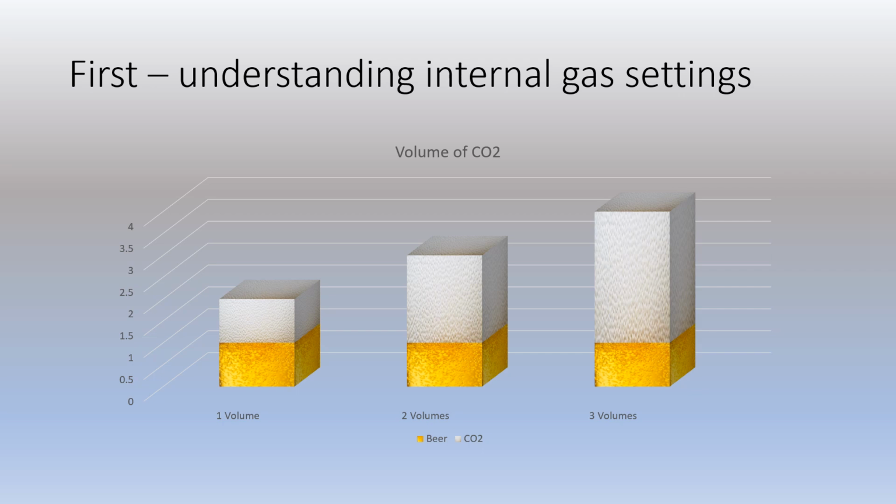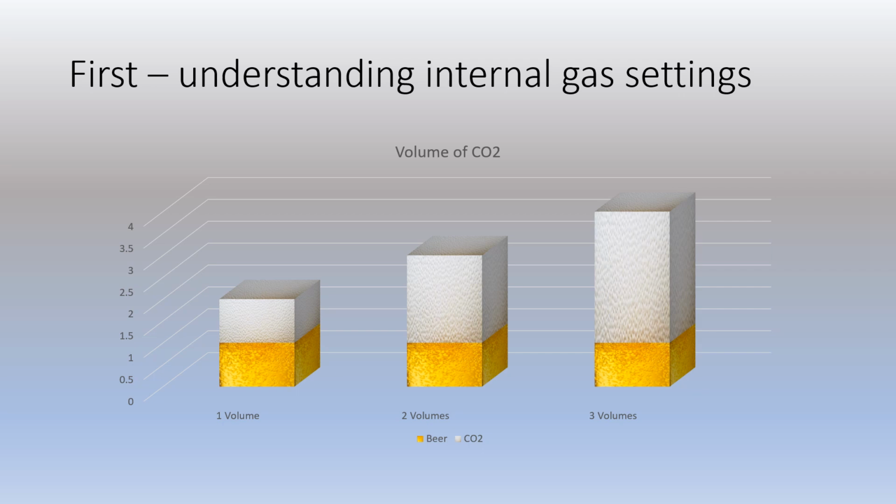In this chart, you can see that one volume of CO2 is the equivalent amount of gas to beer, or a ratio of 1 to 1. Typically, this is for nitro beers like Guinness. The second column is more reflective of British style beers. A 2 to 1 ratio typically is featured in cask conditioned beers.